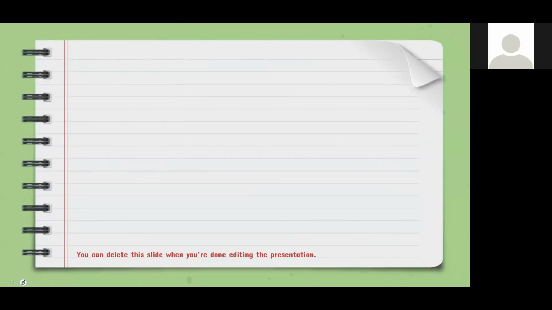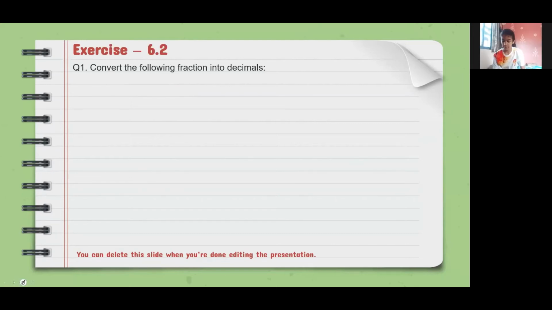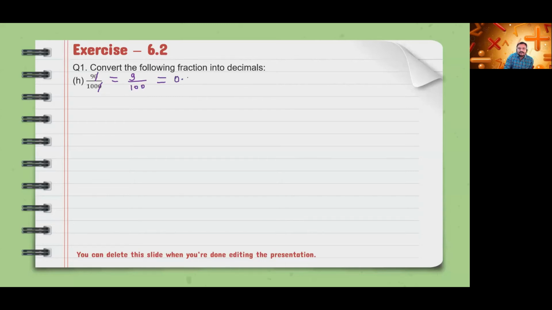Yes, Harshita Dodia, next one. Convert the following fraction into decimal. 90 by 1000. 0.090. Now pay attention here, Harshita. This 0 and this 0 get cancelled. So what is remaining now? 9 upon 100 is remaining. So 9 upon 100, how do we write it? 0.09. Okay. Next one, Aditya Khatti.